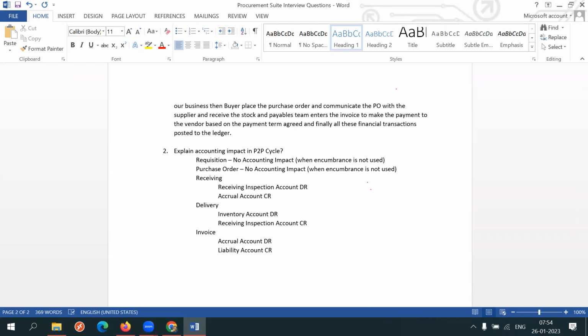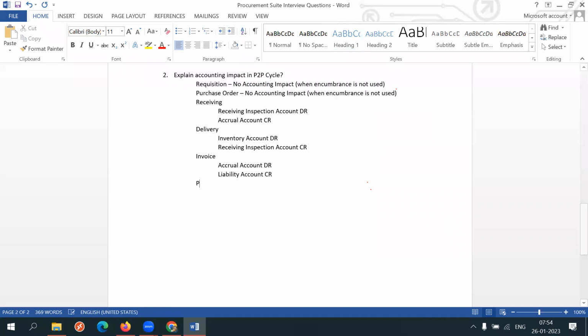Can you remember after the payment? Liability to cash: the liability account will be debited and the cash clearing account will be credited. The accrual account is done, sir. Is it done? Liability, cash clearing account and inventory. One second, give me a second.